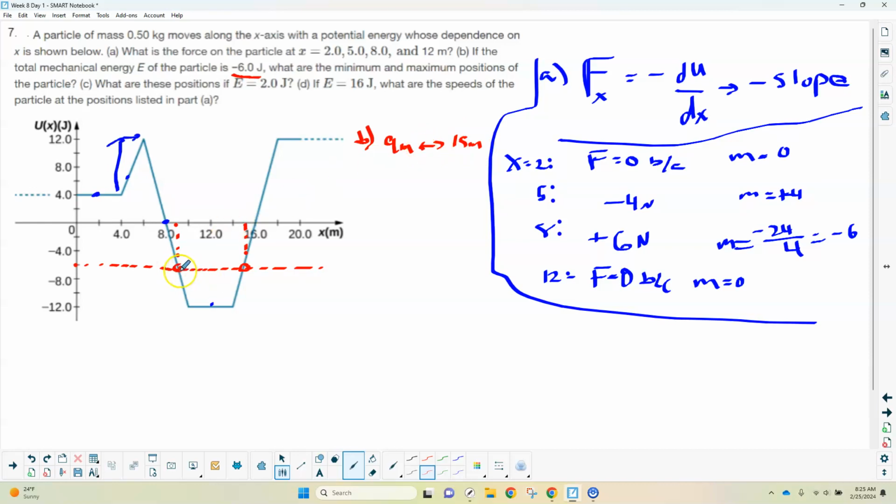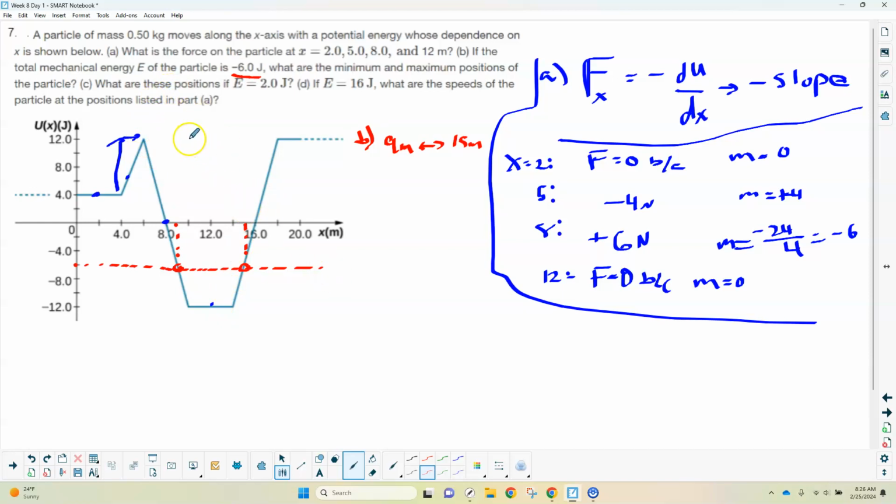So if it starts here with no kinetic energy, it can go down to negative 12 and then come back up. It's moving along the slopes, but the maximum position back here is at 15. So we're looking for the maximum left and right boundary of the well that it's in. So that's for letter B.